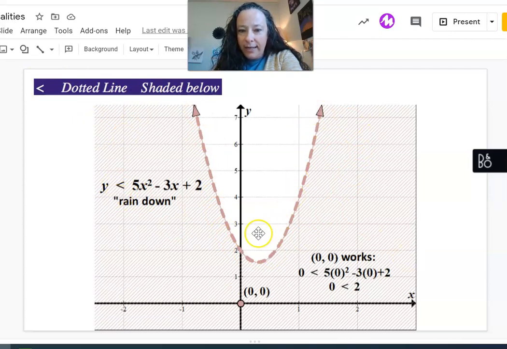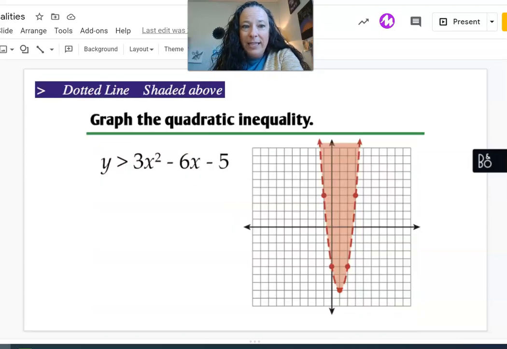And notice the dotted line and it's shaded below. That's what it's going to end up looking like. Now your graph's not going to be as pretty as this one because it was computer generated. That's okay. Look at this one. It's y greater than. So it's going to be dotted because it has a greater than, not an equal to on it. And you're going to shade above. And so in this one, the above is right here inside of the parabola.